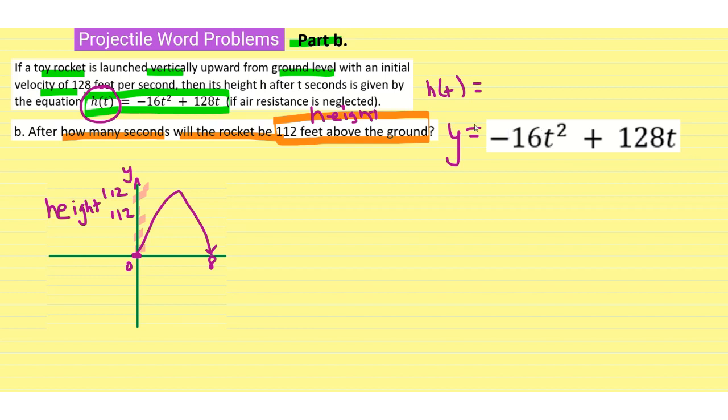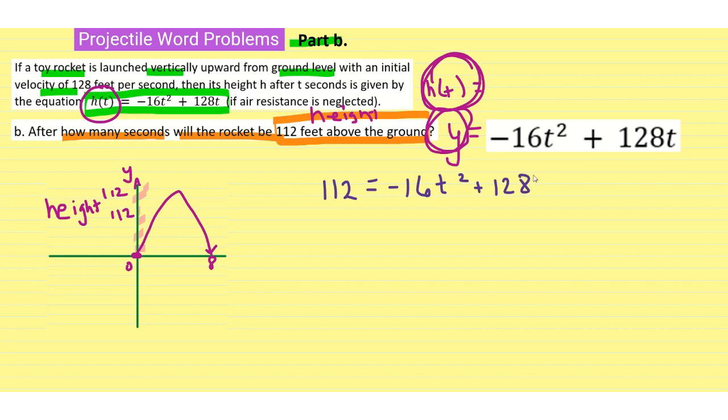Well, if we have that the height is 112, that means this height function right there is literally 112, or the y is going to be 112. So that's how we're going to set up our quadratic. We're going to say 112, which is the height, the feet above the ground, is equal to our function. Okay. And our equation.